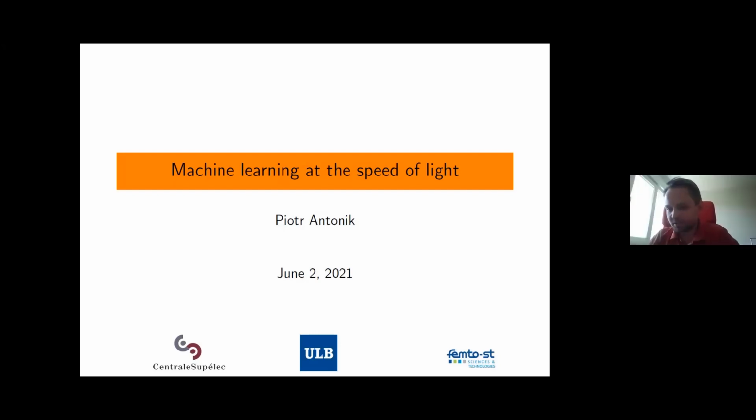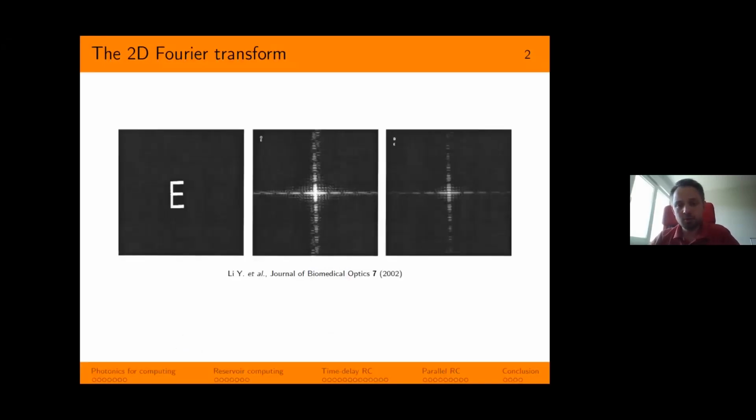It's my great pleasure to talk to you about a subject that I'm actually very passionate about, the use of optics to do computation and to do machine learning. So a simple example, let's start with that. A simple optical lens, so a simple piece of glass in a particular shape, can be used to do the 2D Fourier transform of an image, which is a rather complex mathematical operation.